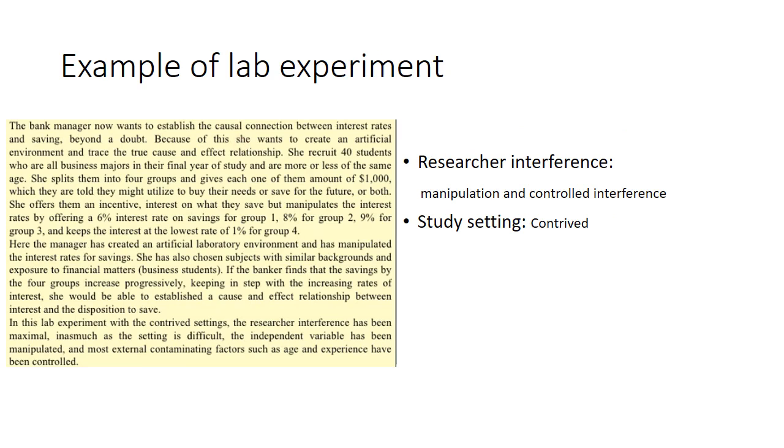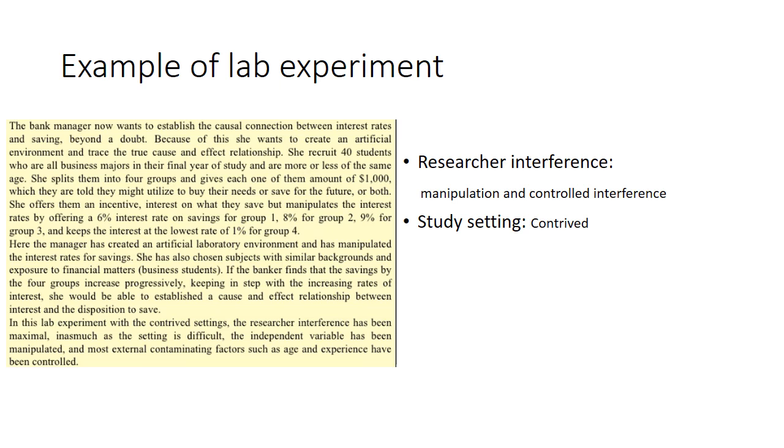Previously, it was determining; now she wants to establish beyond a doubt. Because of this, she wants to create an artificial, contrived environment and trace the true cause and effect relationship. So she recruits 40 students who are all business majors in their final year of study and are more or less of the same age. She splits them into four groups and gives each of them 1,000 rupees or $1,000, which they are told they might utilize to buy their needs or save for the future or both.